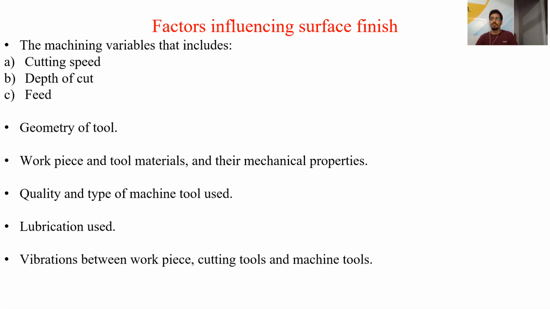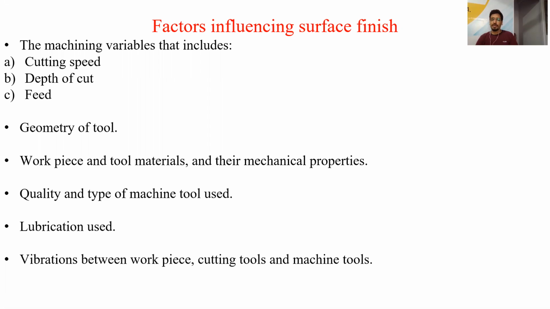Next is lubrication. If a process needs lubrication during the machining process, it should be provided there. For example, in knurling process, coolant is required. So to get the required amount of surface finish, it must be there. We have to apply coolant or lubrication there. If we don't, then we get a very bad surface.